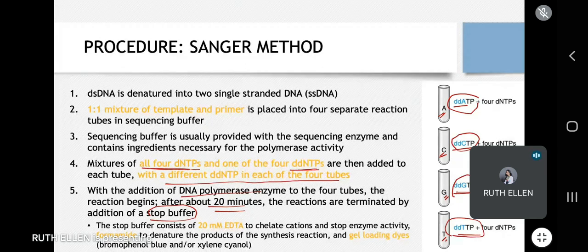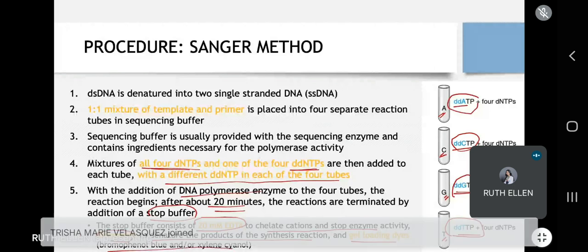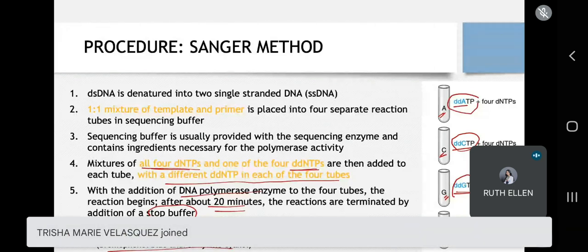Okay? So, anong laman ng stop buffer natin? It consists of 20 millimolar EDTA, which chelates cations and stops enzyme activity. Next, we have formamide, which denatures the product of the synthesis reaction. And of course, our gel loading dye, no, para ma-visualize natin yung ating mga fragments pagdating sa gel electrophoresis. Okay? So we have bromophenol blue and xylene cyanol. So any of the two pwedeng gamitin.